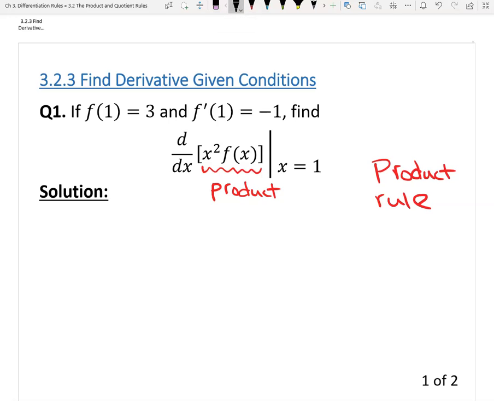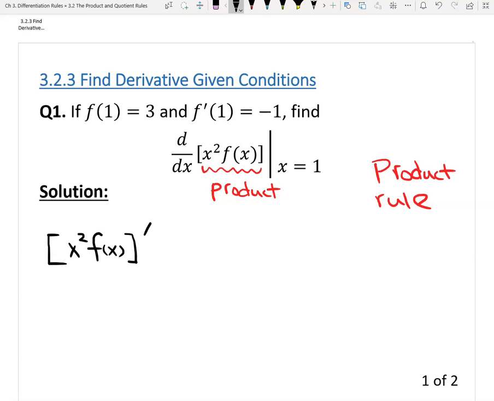Let's see the product rule. The d/dx is the differentiation operator, just like prime. This is the Leibniz notation, and you can use Leibniz notation. I use prime, because the formula looks a little easier. What is the function? It is x squared times f(x), and this is the function.